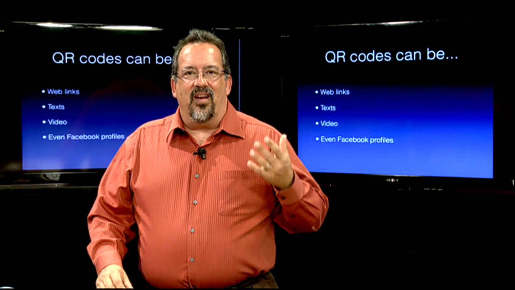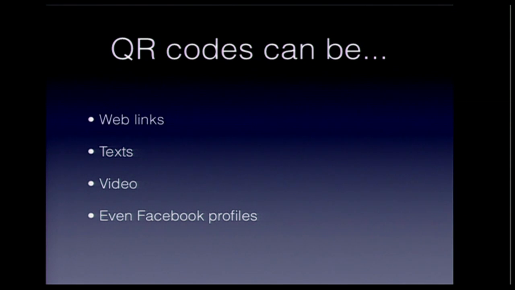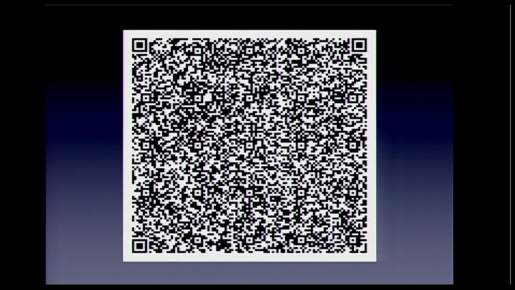But QR codes aren't just used for advertising purposes. They can be used as web links, where you can scan something and it'll take you to a website. You can scan something and it'll take you to some text. It won't take you to an entire book or something, but it'll take you to some small text. It can take you to a video. It can even take you to Facebook profiles. So QR codes are all over the place. When you come across something that looks like that, don't freak out. I'm going to show you how you can access these, how you can use them, and then how you might be using them in a classroom.